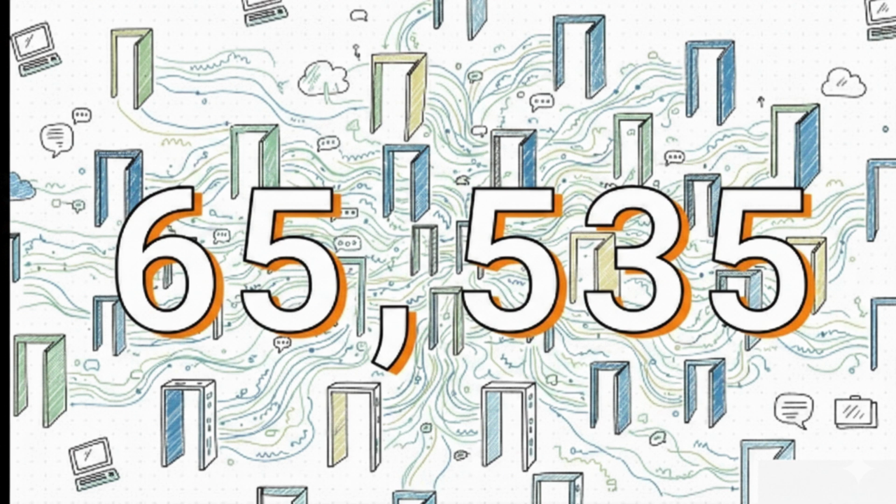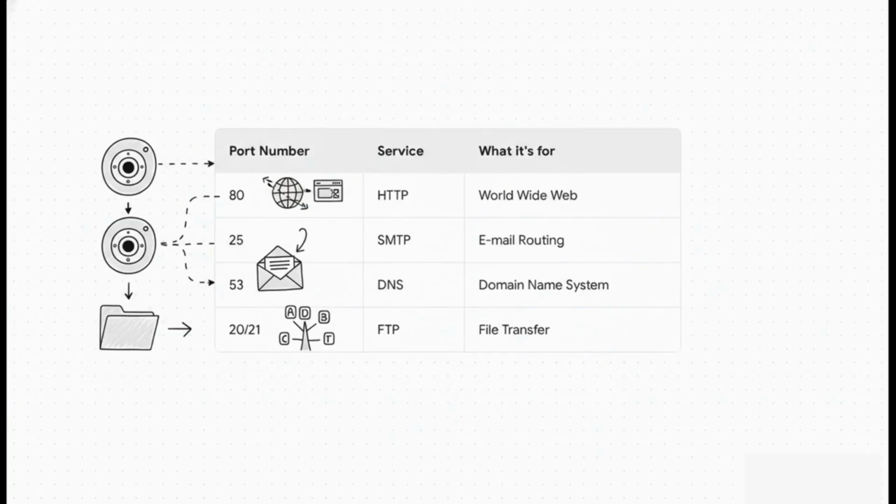So, how many of these digital doorways does a device have? A lot. To be exact, there are 65,535 of them. That is a huge number. It means your computer can be having over 65,000 different digital conversations all at the same time. It's kind of mind-blowing. Now, to keep all this from being total chaos, some of these ports are standardized.